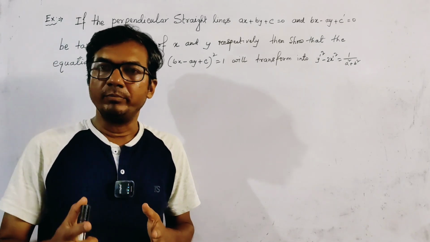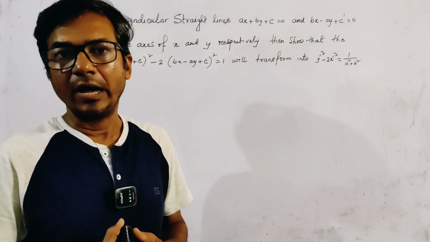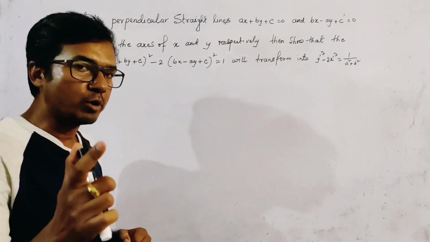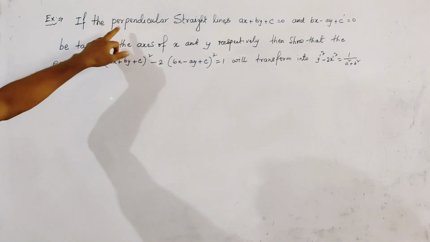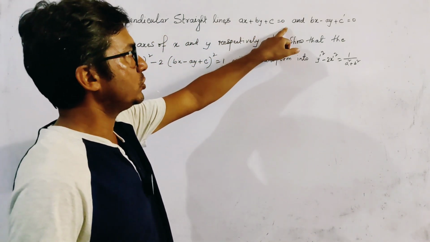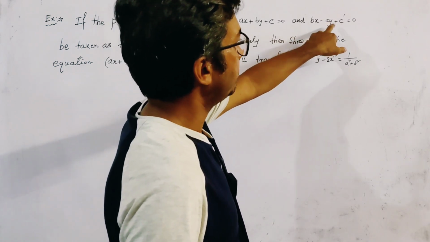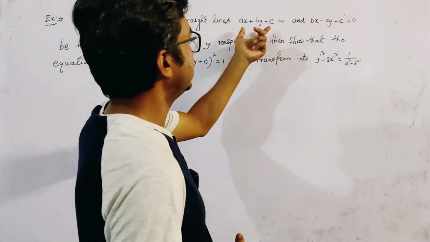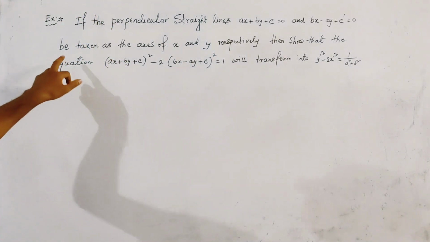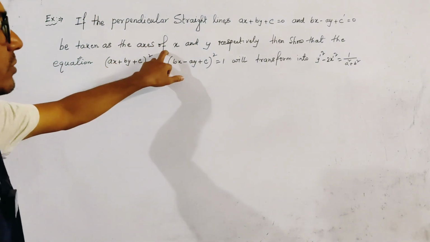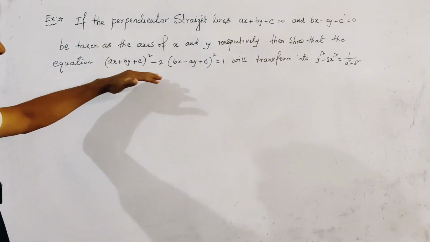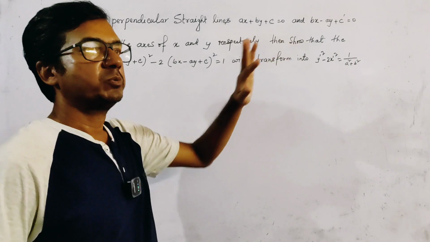This problem is from geometry of two dimension and from the chapter transformation of axis, right? And the problem is, if the perpendicular straight lines ax plus by plus c equals 0 and bx minus ay plus c dash equals 0 (obviously these two given straight lines are perpendicular to each other) are taken as the axis of x and y respectively, then show that this equation will transform into this equation.